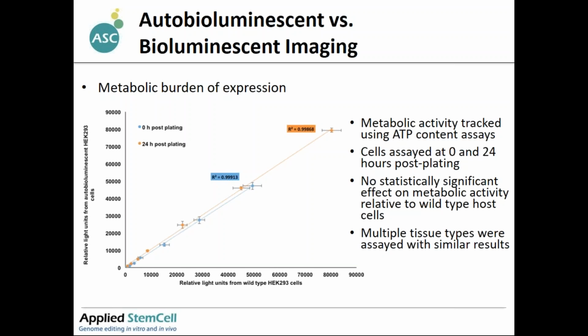Despite the continuous production of light, cells expressing the pathway do not display altered metabolic activity levels relative to their wild-type host cells. As you can see in this figure, this was done by an ATP content assay looking at autobioluminescent cells and wild-type cells right after plating and after 24 hours of growth, and no significant effect on metabolic activity was observed. And this has been done in multiple tissue types.